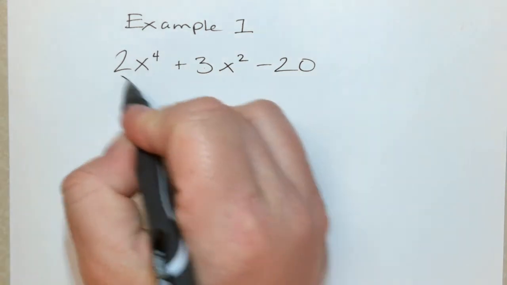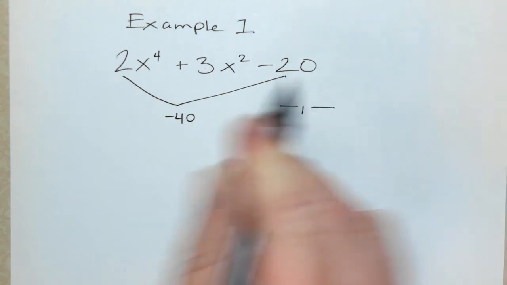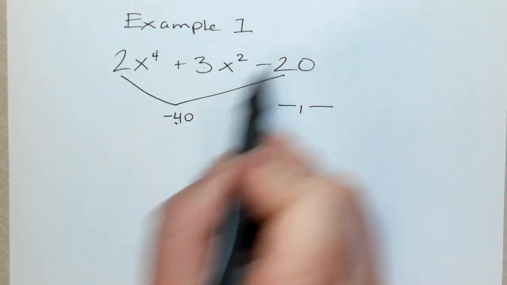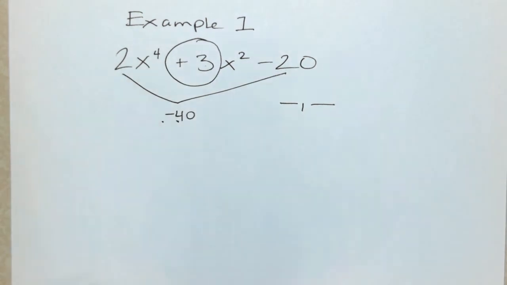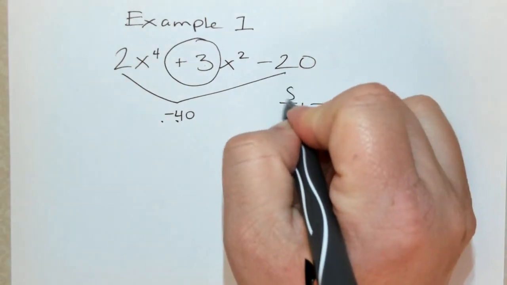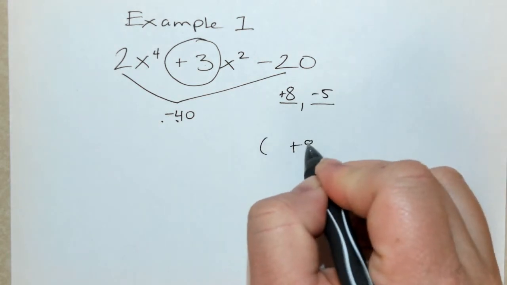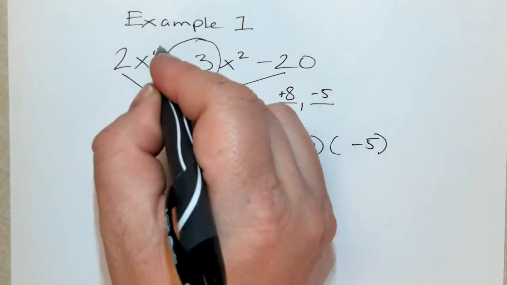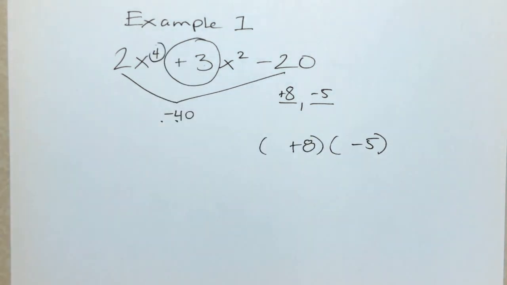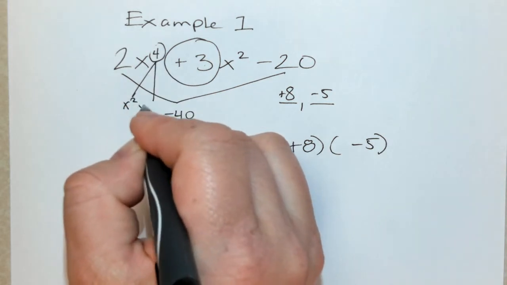So then I'm going to take 2 times negative 20 to get negative 40. I'm looking for a combination that multiplies to equal negative 40 and combines to give us a positive 3. And that would be positive 8 and negative 5. So plus 8 minus 5. And now what goes in front? Notice that this is not an x squared, it's an x to the 4th. You take whatever that number is, and you divide it by 2, x squared and x squared.